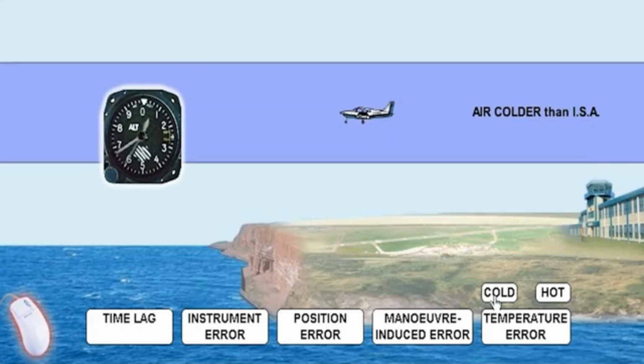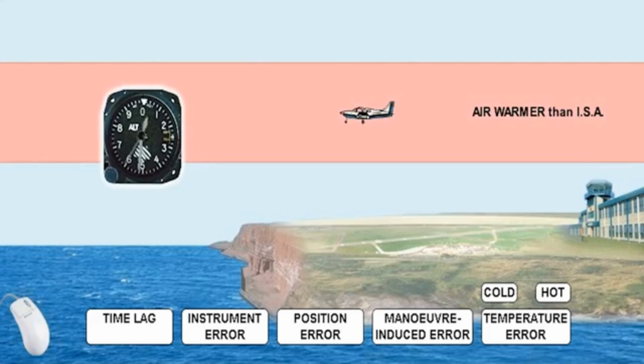When flying in air which is colder than the international standard atmosphere, which will have an air density greater than international standard atmosphere at that altitude, the altimeter will overread. When flying in air which is warmer than the international standard atmosphere, which will have an air density lower than international standard atmosphere at that altitude, the altimeter will underread.